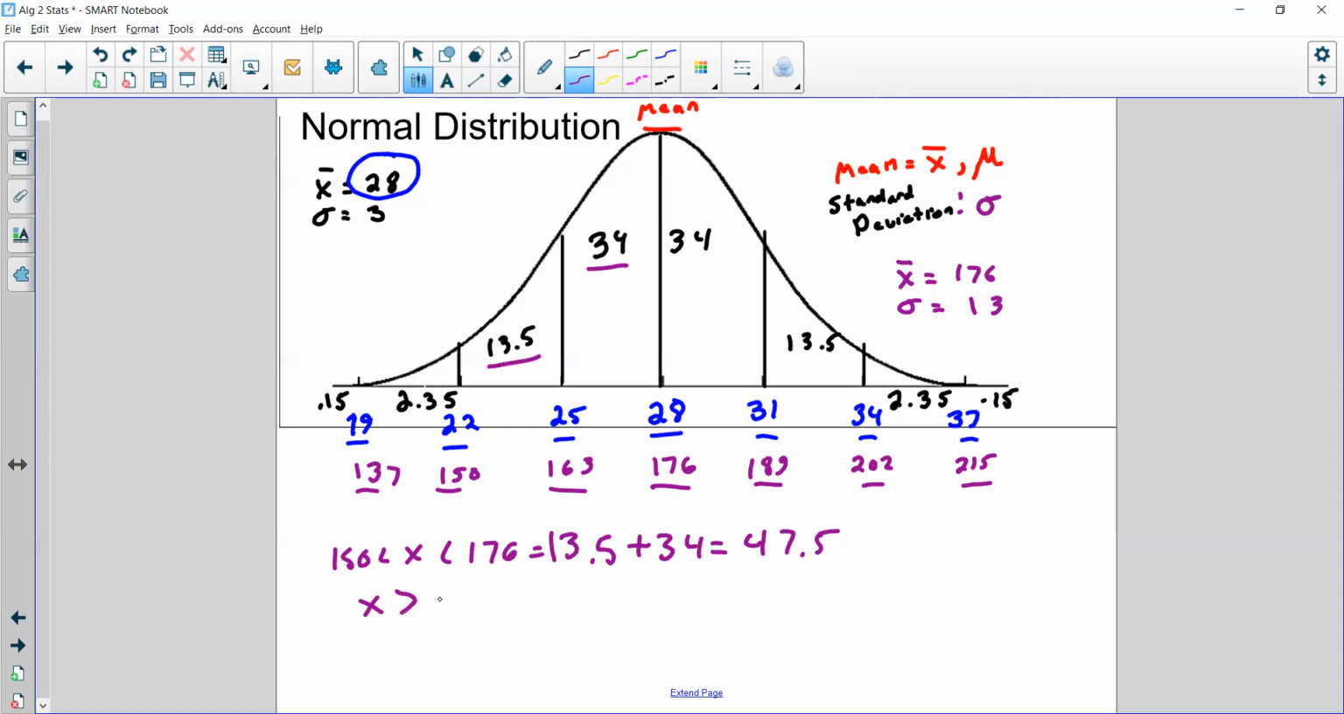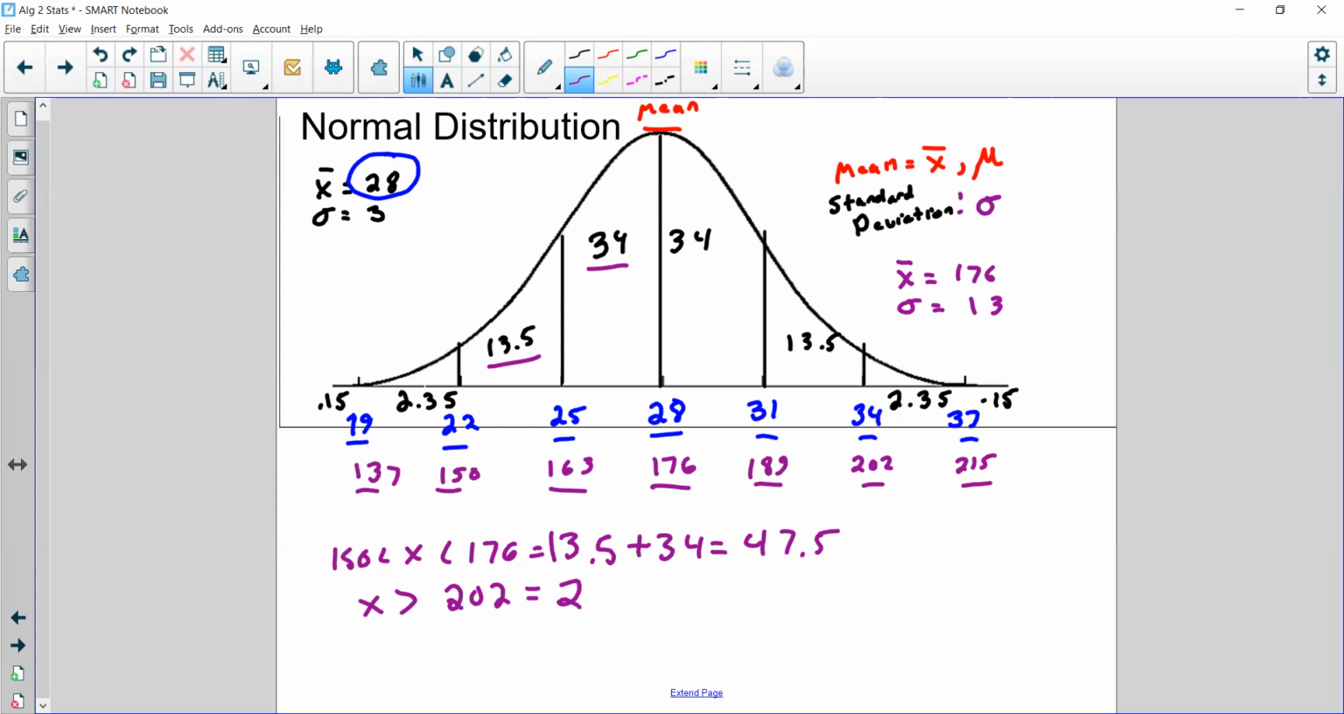X is bigger than 34. Oh, I'm sorry, not 34. We'll use the purple numbers. X is bigger than 202. X is bigger than 202. Alyssa, Ben, stop talking. X is bigger than 202. So we look where our 202 is. Since it's bigger, we go to the right in this case. So 2.35 and plus 0.15.